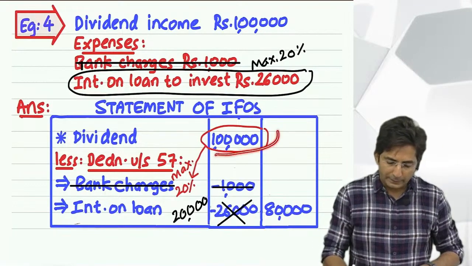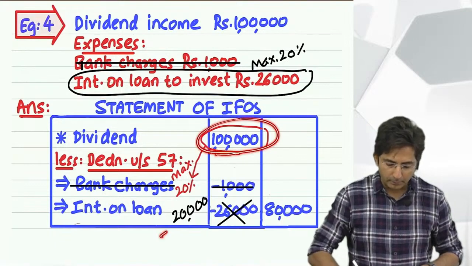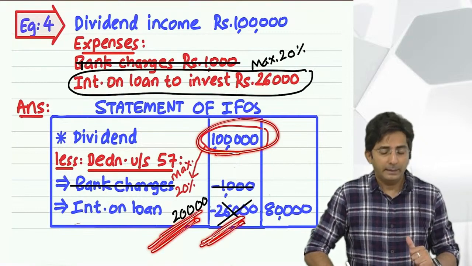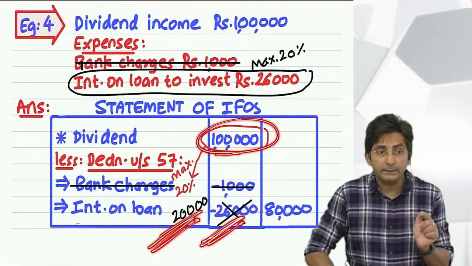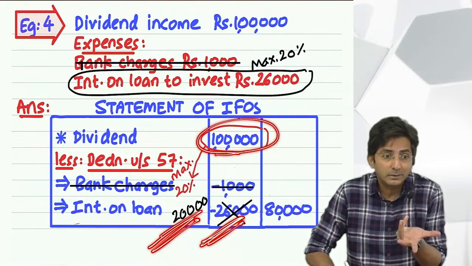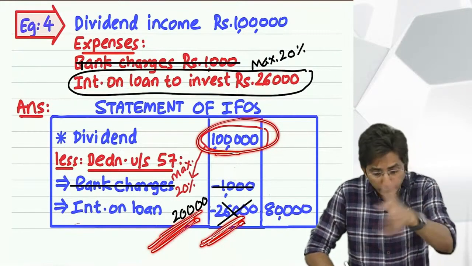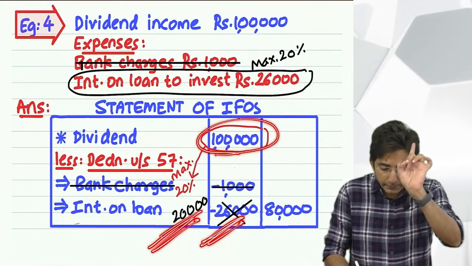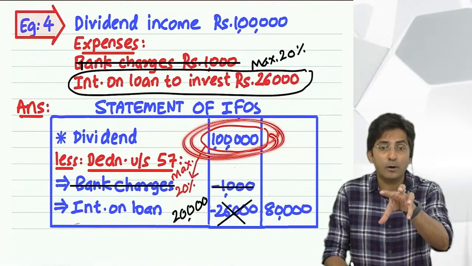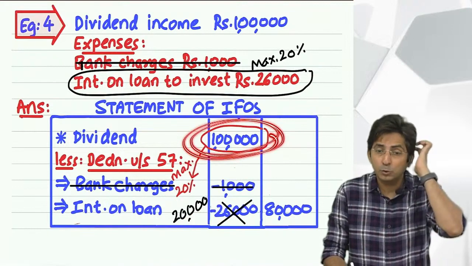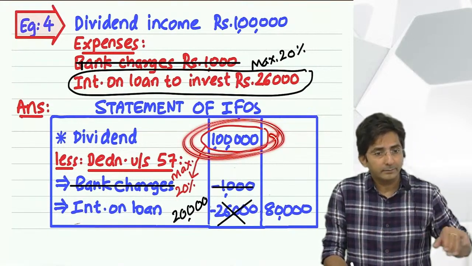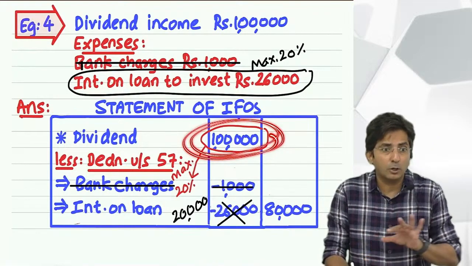See, you calculate 20% of this amount, and then this 26 is there to compare. And why do we compare? Because we want to see, what if the 26,000 amount is only 6,000? Then only 6,000 you minus. See, the minusing you have to do from 1 lakh. Don't forget, you are minusing from 1 lakh. But the question is, should I minus the full 26 or 20? Means full 26,000 or 20,000?